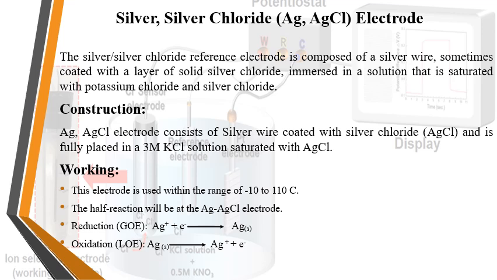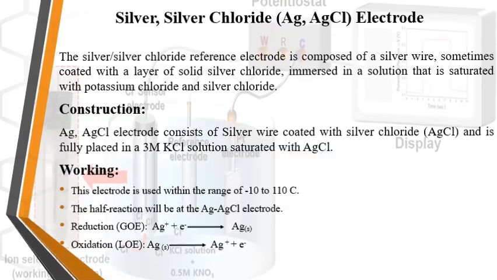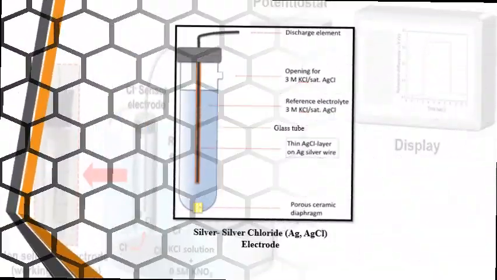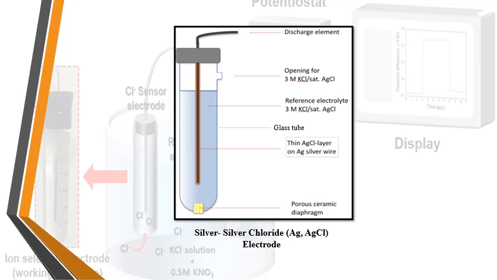The cell consists of the following. As you can see, the silver chloride and the potassium chloride. As you can see here, this is how the silver chloride electrode looks like.